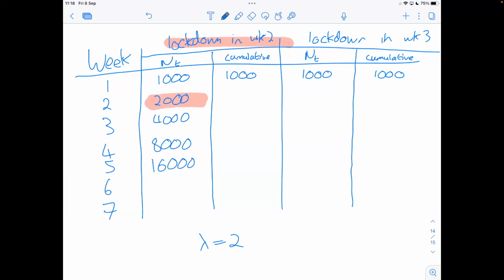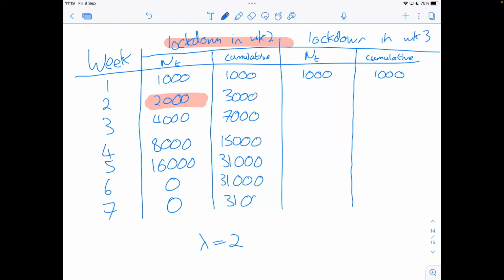How about in week 6? 0, right? Because we said our lockdown was perfect, so we get no new deaths. Okay, so we can think about what's the total death count, right? So we just add these up. So we go 1,000, 3,000, 7,000. So we're just adding everything from the column on the left. 15,000, and then 31,000. And then this doesn't change anymore. So that's if we have a lockdown in week 2. We feel the effects down here.